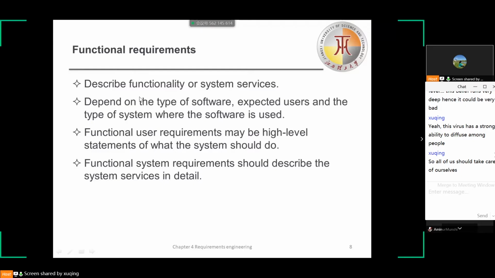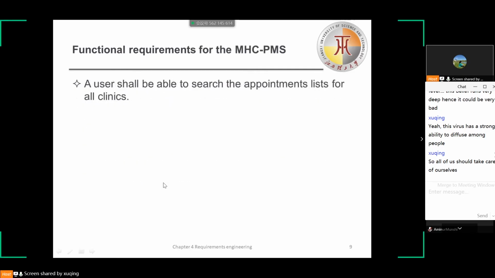It is the general approach taken by the organization when writing requirements. So we should describe the system services in detail. However, more specific functional system requirements describe the system functions, its inputs and outputs, etc. in detail. So it's not just the user requirements. We may also include some system requirements in functional requirements.